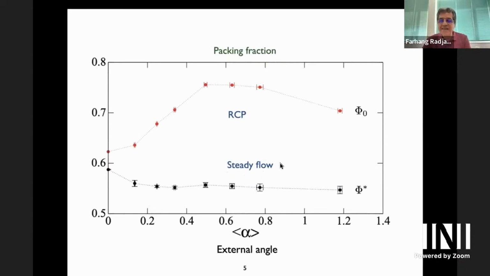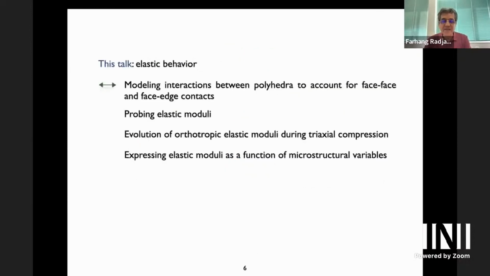But when we look at the packing fraction in steady flow of these packings, apart from this difference between spheres and polyhedra with a very high number of faces, we have nearly no effect of the particle shape, which is interesting because whatever the number of faces, you always have a packing fraction which is slightly below 0.6. But these are related to the plastic behavior. I'm going to talk mostly about elastic behavior.